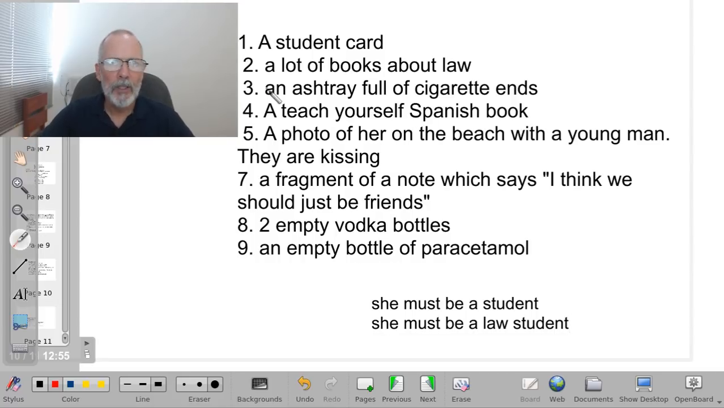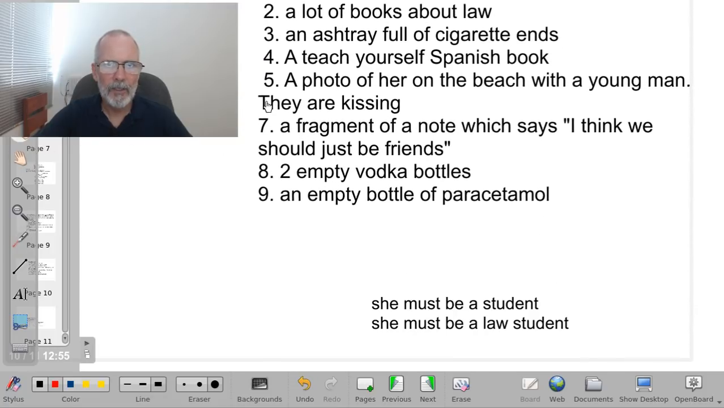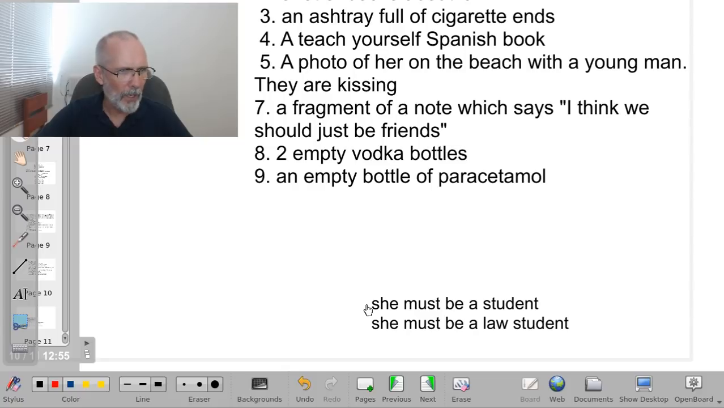The next one, she has an ashtray full of cigarette ends. An ashtray is a place where you put cigarettes. What can we say? She has an ashtray full of cigarette ends. Who can make a deduction? Can anybody make a deduction? She has an ashtray full of cigarette ends.